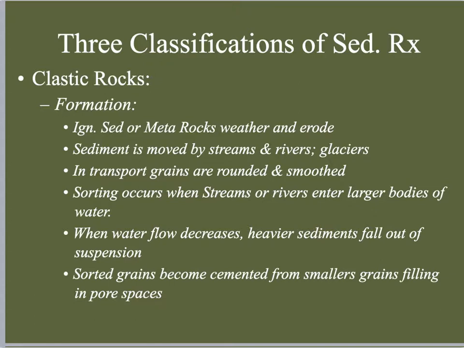That, again, comes back to that story when we see the sand collecting, right? We know, okay, if we have a sandstone, that was probably where the beach area was. If we have limestone, that was probably formed out on the shelf, further and further out into the water, because that was when the clay was able to actually settle down. When water flow decreases, heavier sediments fall out of suspension. Sorted grains become cemented from smaller grains filling in their pore spaces.